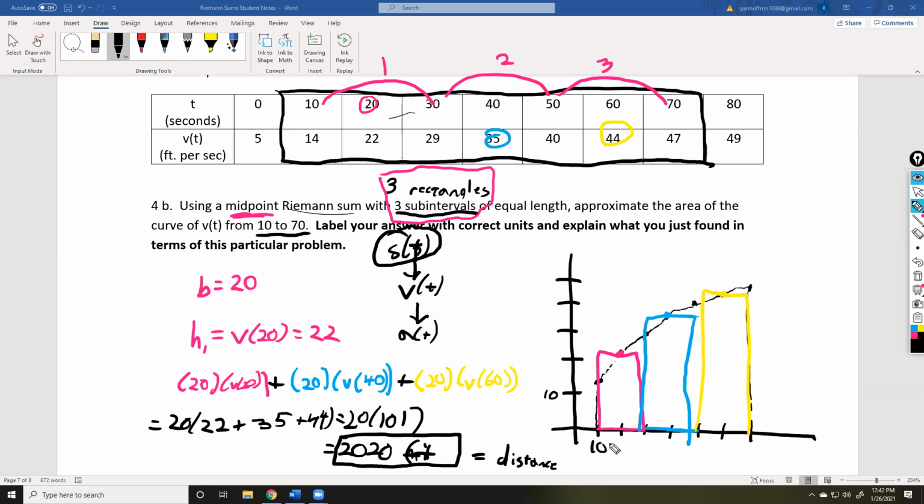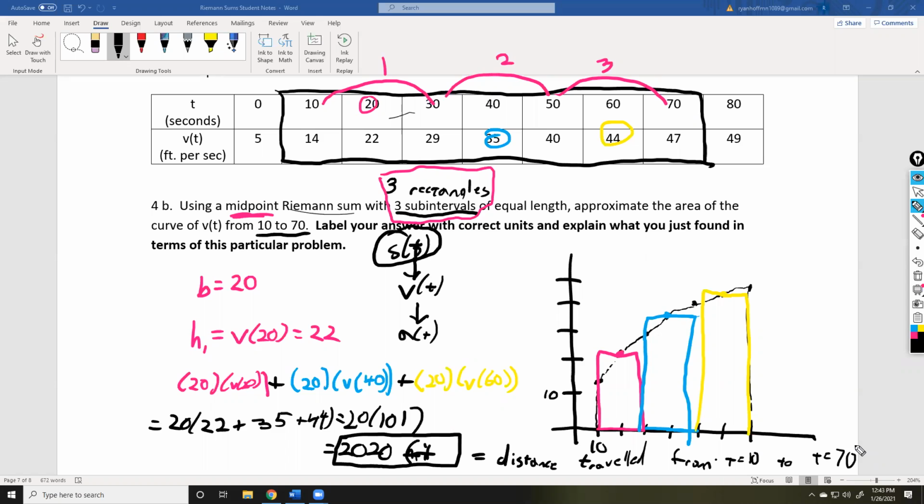Feet. So the 20 feet is the distance traveled from t equals 10 to t equals 70. So that is what the answer means. If you didn't get that exact interpretation, don't worry about that too much. We will talk about that a lot more as the chapter goes on.